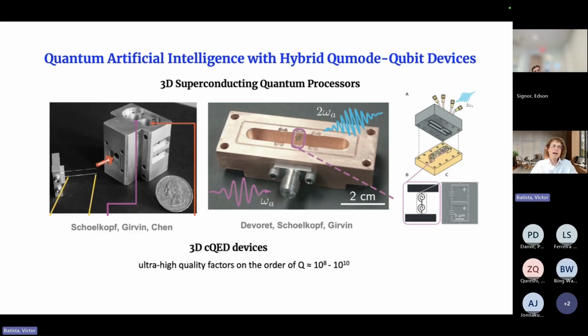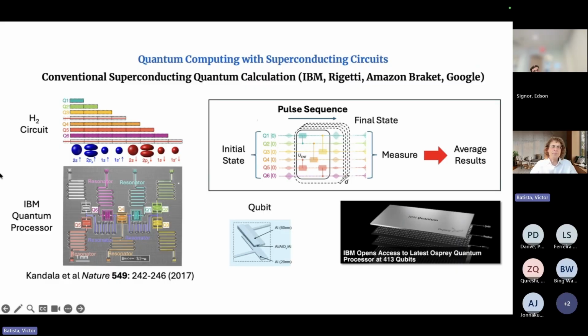One thing I wanted you to remember is this coupling between each qubit and a resonator. By a resonator, you can think is a quantum harmonic oscillator. By a qubit is a two-level system, and they're coupled, and therefore the harmonic oscillator can excite or de-excite the two-level system. And that's the way these conventional circuits work.